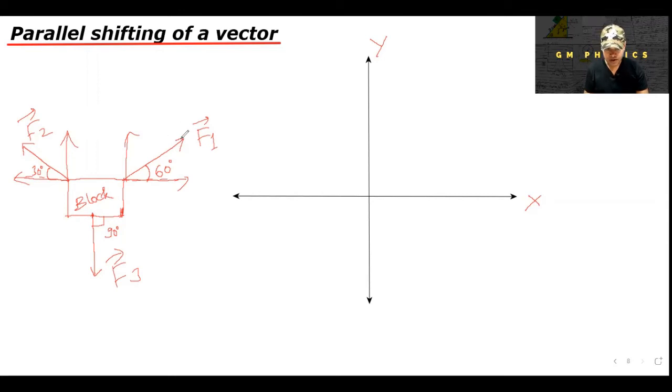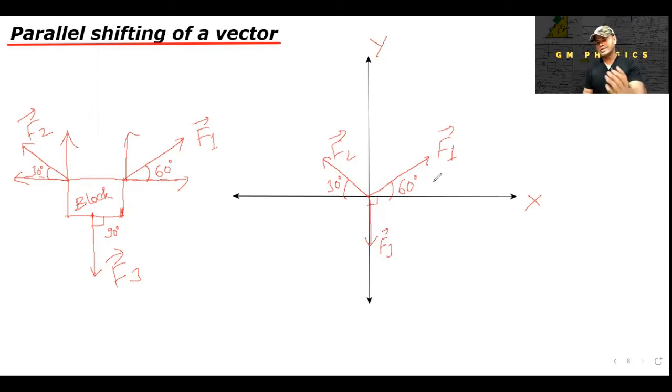So what will I do? I'll bring this F1 vector and place it in this coordinate plane or XY plane. This will be my F1 vector at the same angle, 60 degrees. You don't have to change the orientation, neither the length. Similarly, F2 vector can be placed here, making the same angle. Let's say this is 30 degrees. And you can place F3 vector here, right? Making angle 90 degrees.